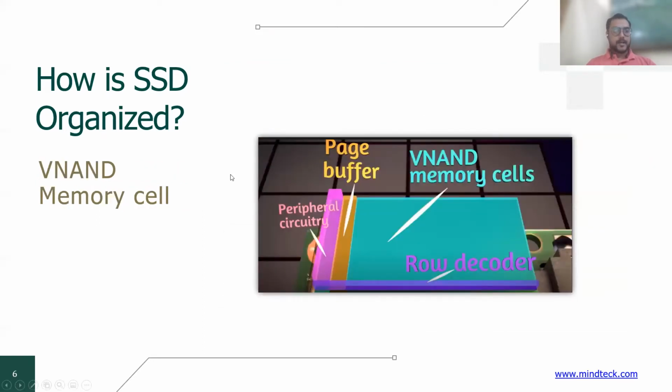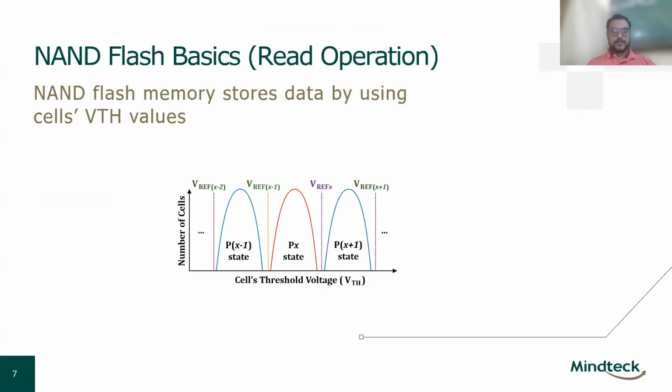Now this is how a V-NAND memory cell looks. This is the V-NAND memory cell, and we have the row decoder, which activates one page at a time, and the page buffer and some peripheral circuits, which are used to manage how the data will be written and organized. Now let's move on to how the NAND flash read operation works.